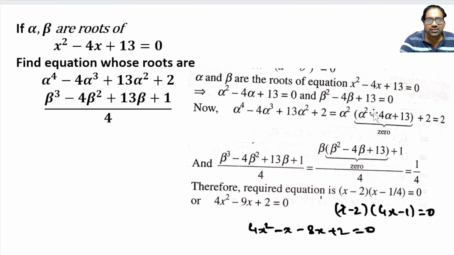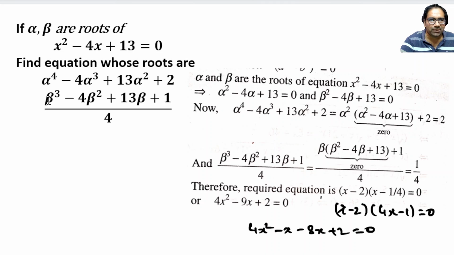Now, this is anyway 0. So this entire part is actually 0, and we will be left with only 2. So for the equation whose roots are this one, this entire expression is 0, which means the expression will boil down to only 2. The rest is useless because it all becomes 0. So one of the roots is 2. What about the other one?